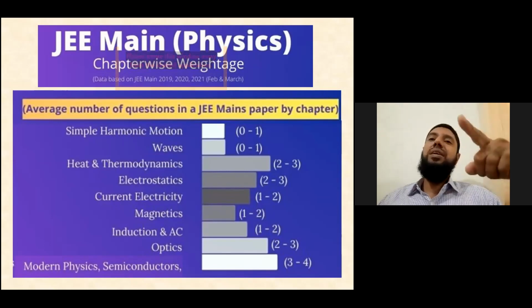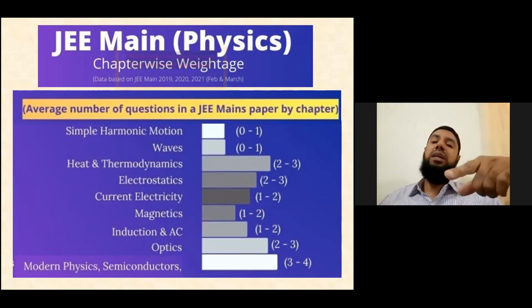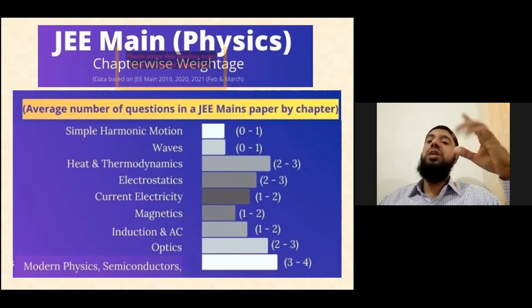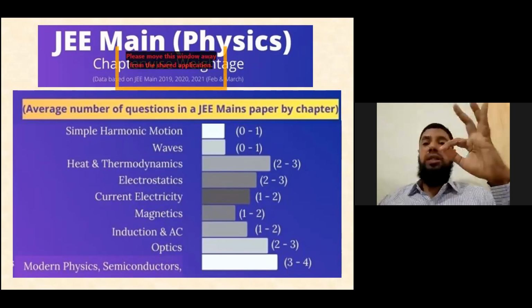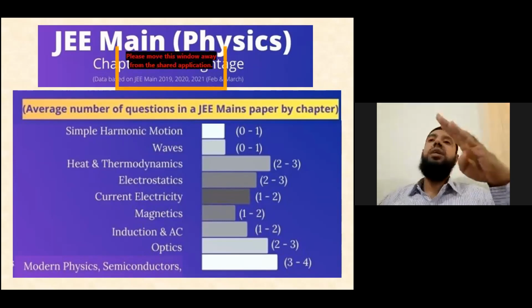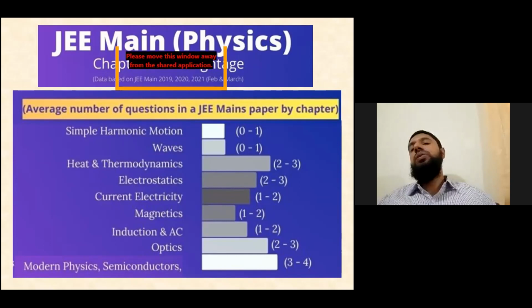Here in modern physics, including semiconductors, there are 4 topics: dual nature, atom, nuclei, semiconductors. From these 4 topics, we may get 3 to 4 questions. We have 3 to 4 questions in these 4 topics.